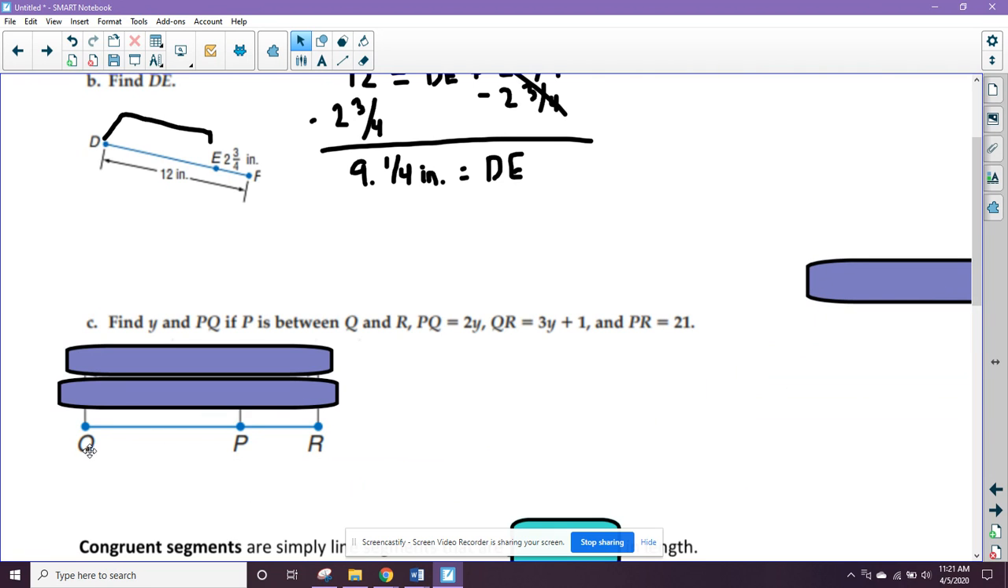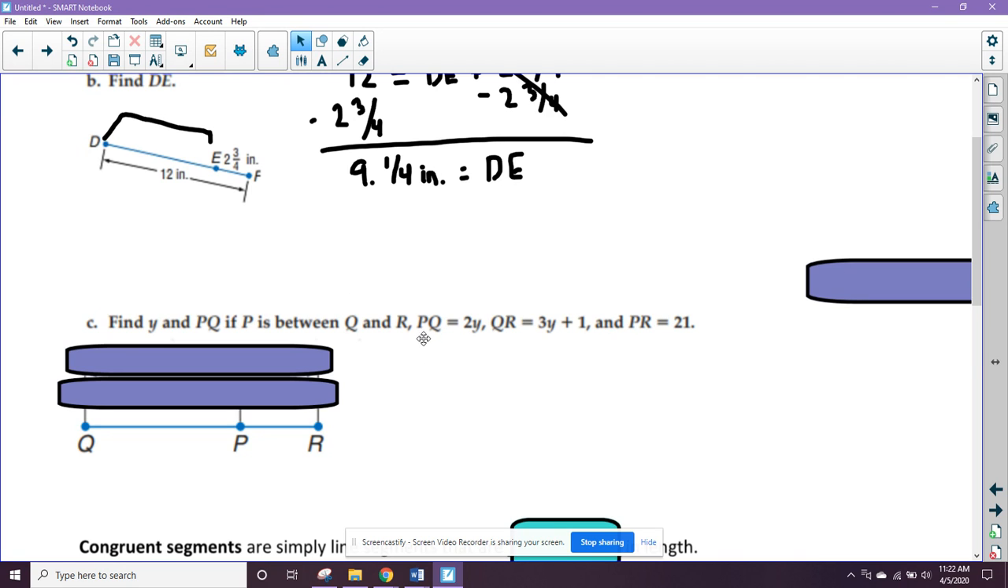So we have a line segment of QR with P in between. Doesn't matter where you put P. This does not have to be precise of where P is located as long as P is in the middle of Q and R, somewhere on this line. Now, we just need to label what each thing is.